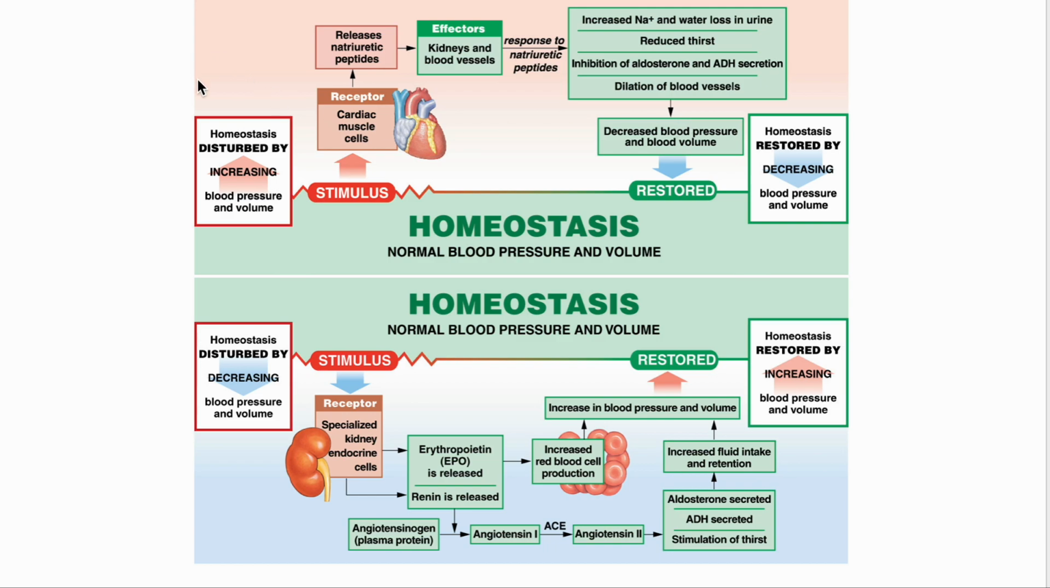And the opposite is that if homeostasis is disturbed by decreasing blood pressure, then we're going to see that's detected by specialized cells in the kidney, again, specialized endocrine cells, and they will release erythropoietin and renin right here. And then you can see that's going to activate both the production of red blood cells, which will increase blood volume, but also activate the renin angiotensin aldosterone system, which will stimulate thirst and hold on to water by the kidneys, which should over time increase blood pressure and blood volume. So it's a great example of the complexity and some of the ways that these hormones can interact.